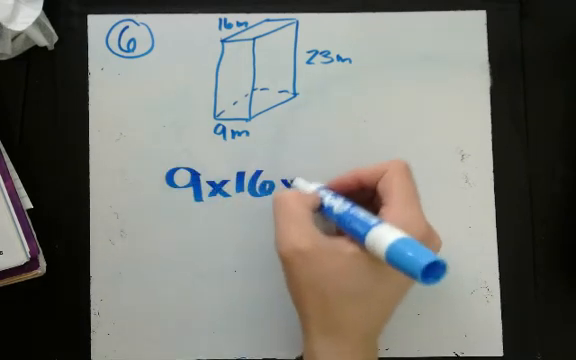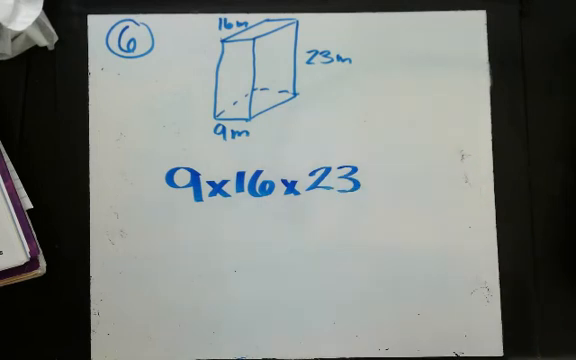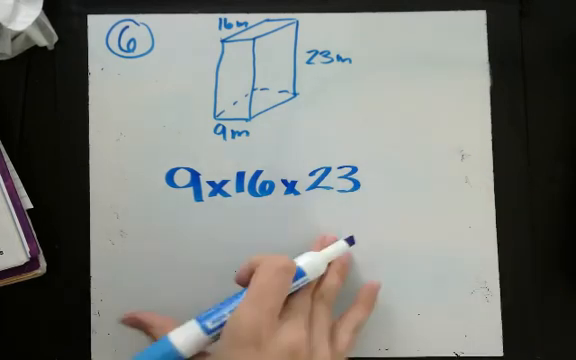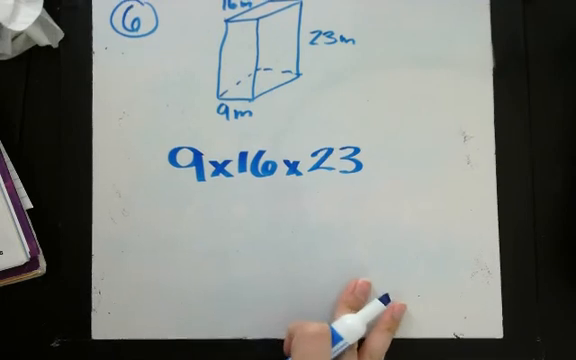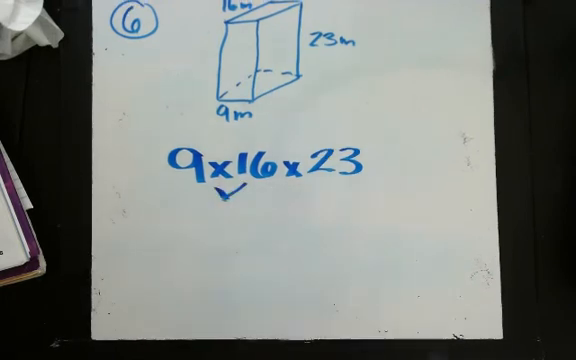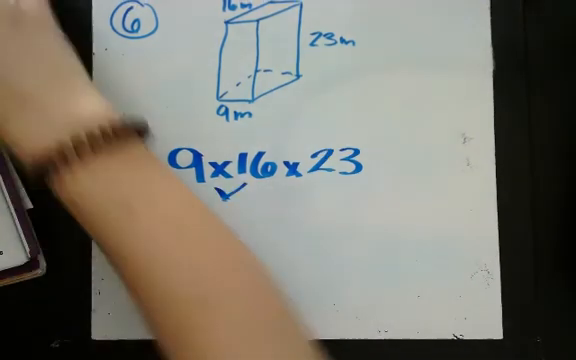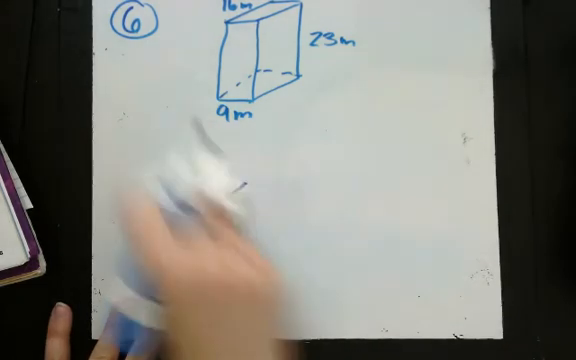9 times 16 times 23. Pause here and go solve whichever way you want, and then come back and check with me. I'll give you a hint. I'm going to start here and then multiply 23, but pause and then come back and check with me.